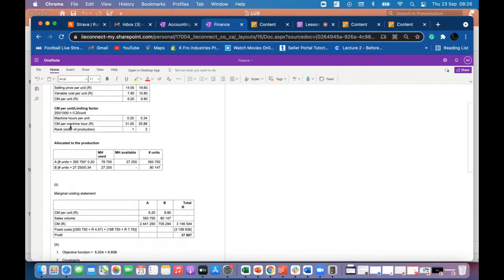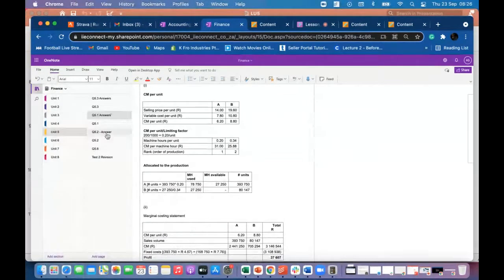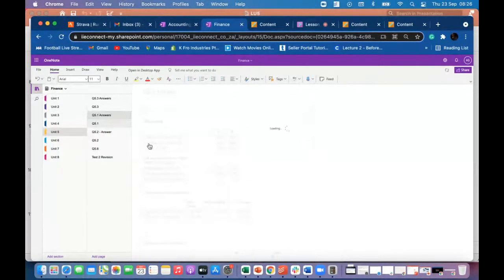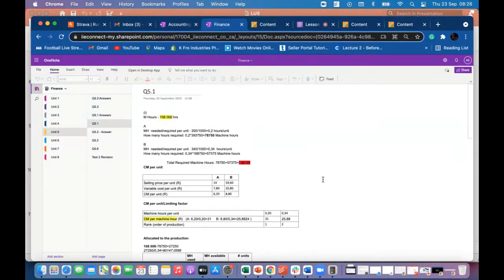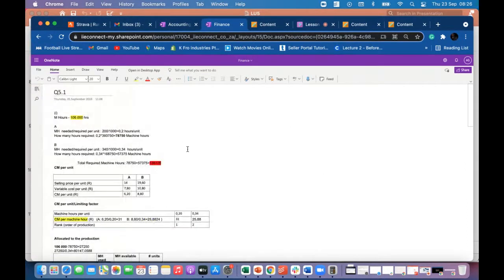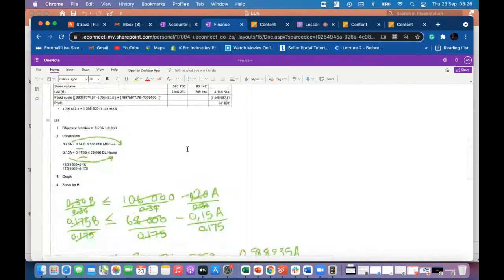Let me see if I maybe did the solving for B and solving for A with my student on these other activities here. Obviously, we have so many exercises to get through.